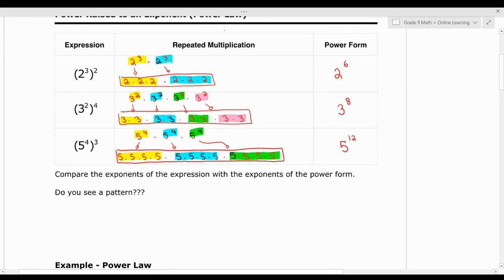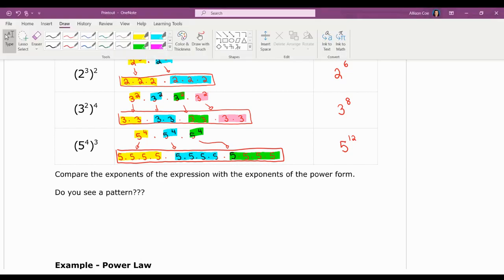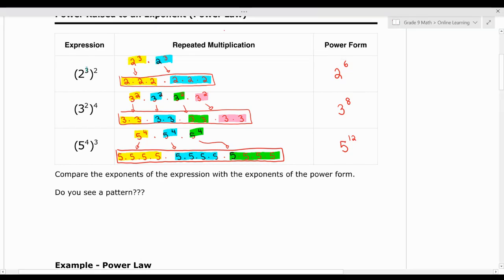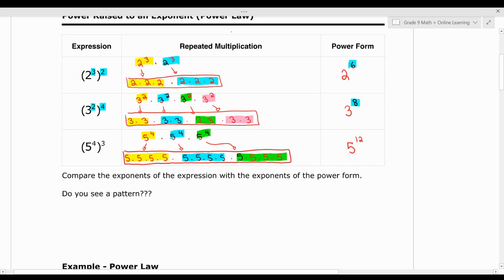All right, same questions as before. If you were to compare the exponents of the expression with the exponents of the power form, do you see a pattern? So again, I'll make them pop. There's a 3 here, a 2 there, it became a 6. There's a 2 here, a 4 here, it became an 8. And there's a 4 and a 3, and that became a 12.